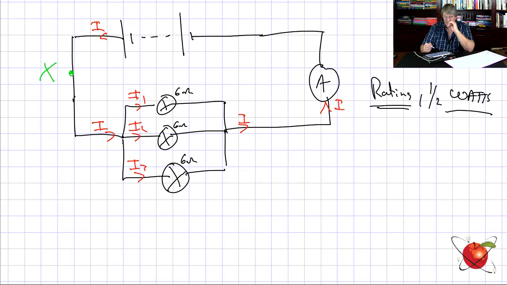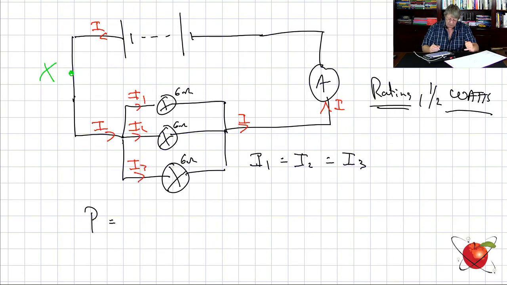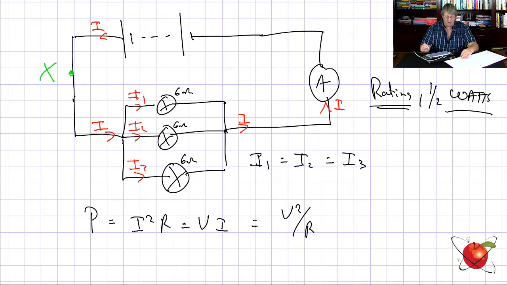those resistances are equal. What does that mean with I? It means I1 equals I2 equals I3, because it's equal resistance on all sides. So it's going to go through equally, correct? Then I say that also power is equal to I squared R, VI, or V squared over R. Right? So now let us just have a look and see what we can do with this.